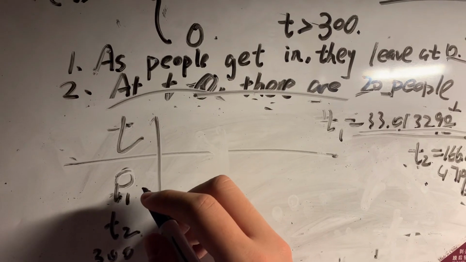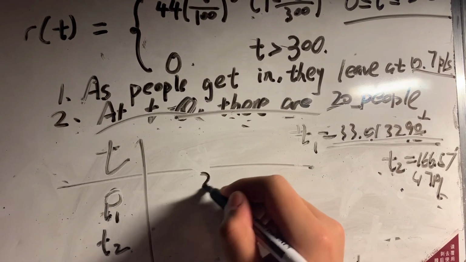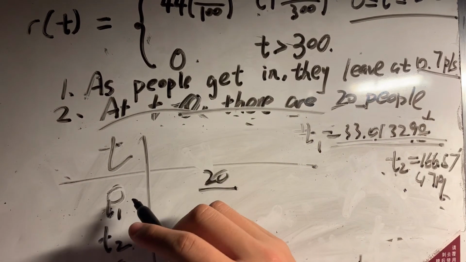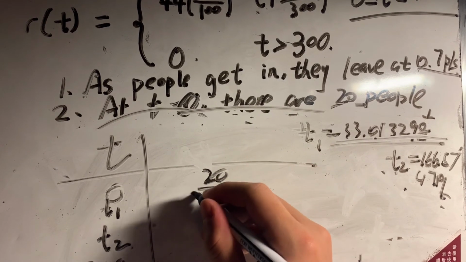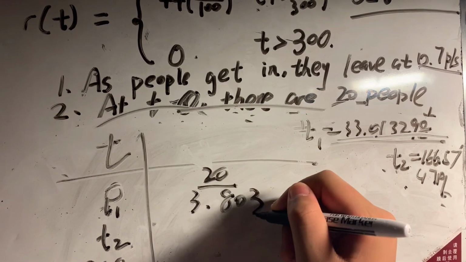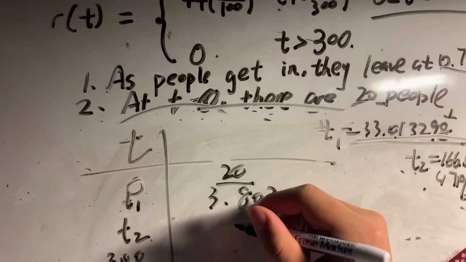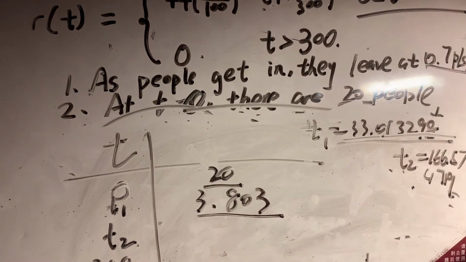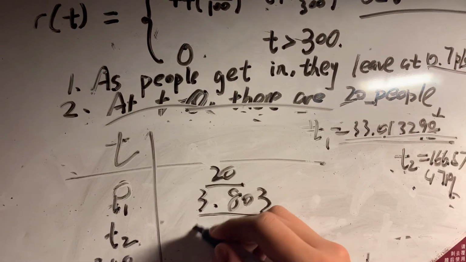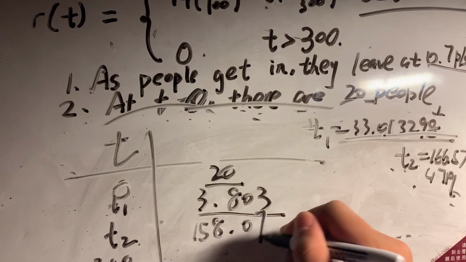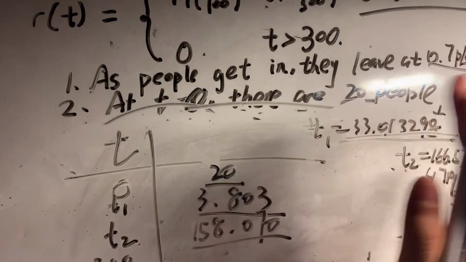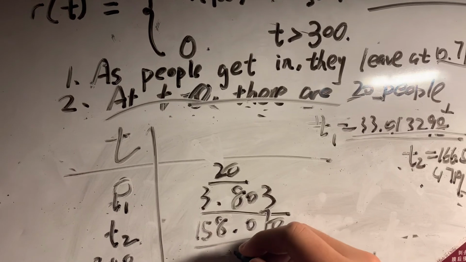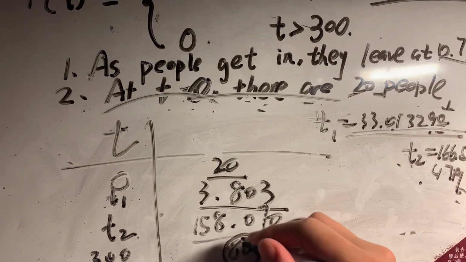Using the calculator, you can find that at t equals 0, the number of people in the escalator is 20. At the time T1, which is around 33 seconds, the number of people is 3.803. How can it be 3.803 people? At T2, it has a number of 158.070. Again, how can it be 158.07 people? It is strange. And the final value is 80.